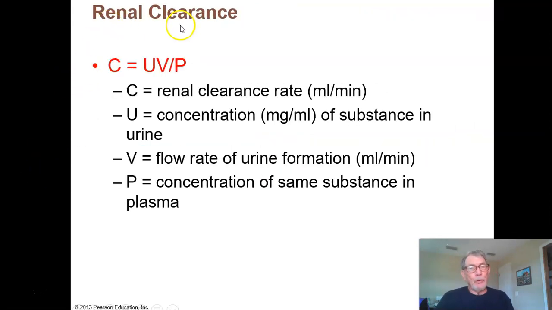Remember renal clearance. Clearance of any substance equals UV over P. Your urine concentration times the volume tells you how much of it came out, divided by the concentration that was in your plasma in the first place.